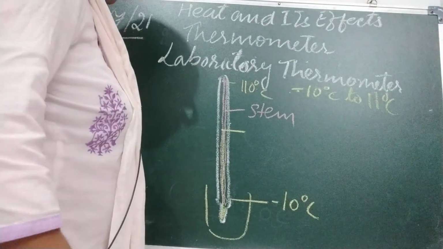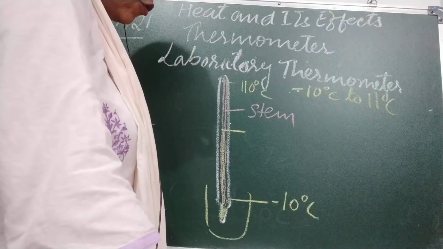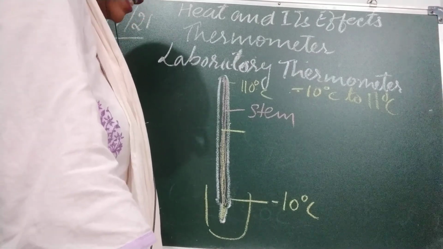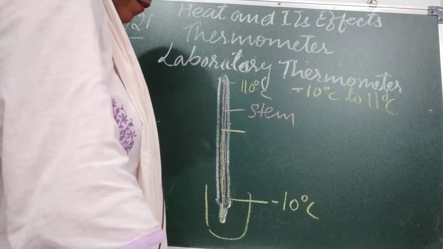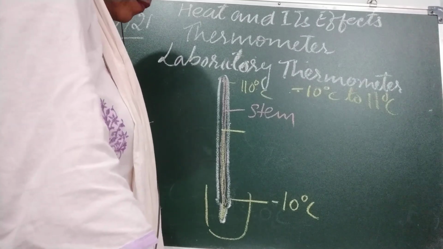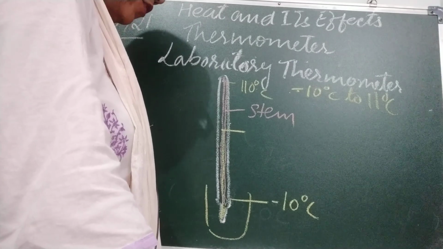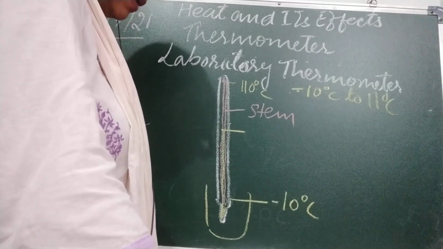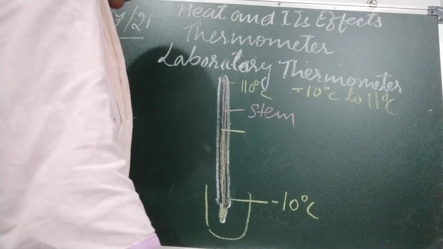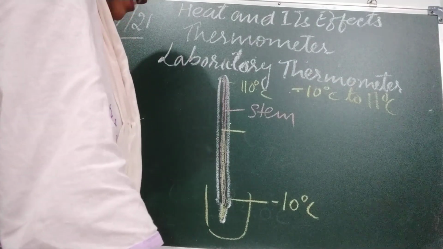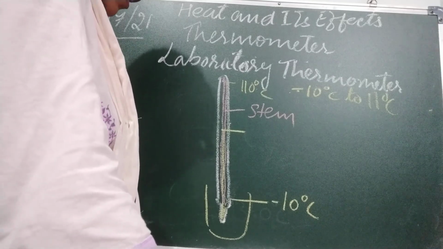Okay, and children, there are a few things we have to keep in mind while taking temperature in the laboratory. Children, the thermometer should be washed before and after use. This is the first thing we have to keep in mind when we are using it in the laboratory. A thermometer is delicate and should be handled with care to avoid breakage.